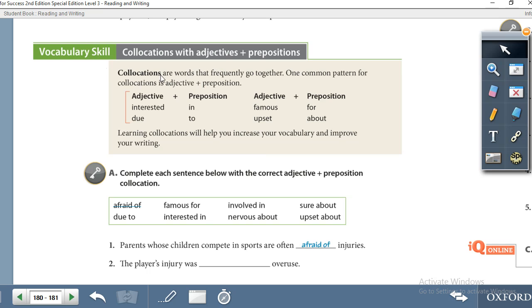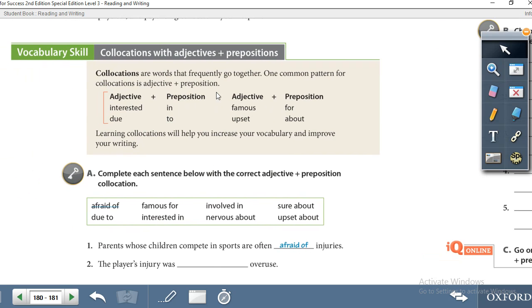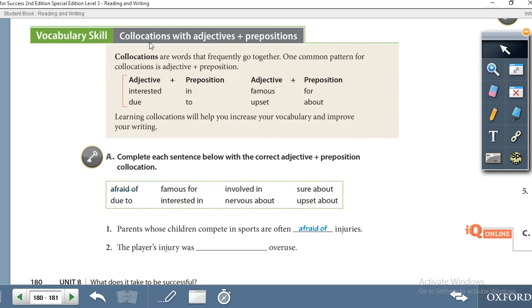Okay, next we have vocabulary skill. Collocations with adjectives plus prepositions. Collocations are words that frequently go together. One common pattern for collocations is adjective plus preposition. So I'm going to read that for you one more time. Collocations with adjective plus prepositions. Collocations are words that frequently go together. One common pattern for collocations is adjective plus preposition. So that is basically the formula that we are going to look at.